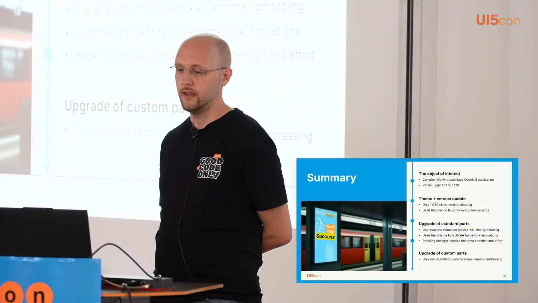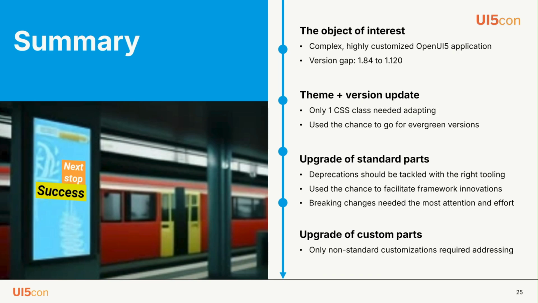So in summary, again, this was a very, very complex, very highly customized UI5 application, and the gap inversions was quite substantial. And there were these two unexpected troublemakers in the standard parts, and of course our custom parts did produce some work as was expected, but then that was it. So given the size of the application, given the substantial gap inversions, we were really surprised at just how well the upgrade went. There were surprisingly few issues, and we were able to manage this very easily.